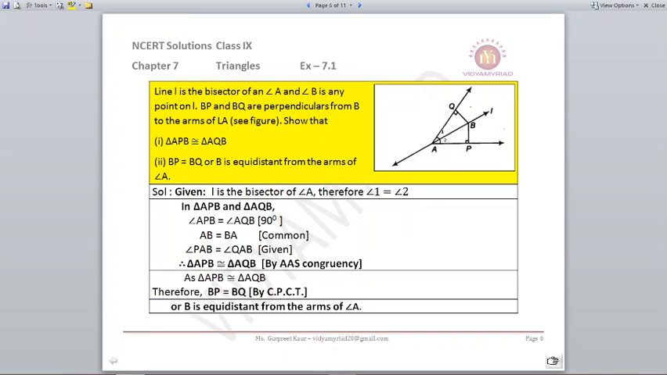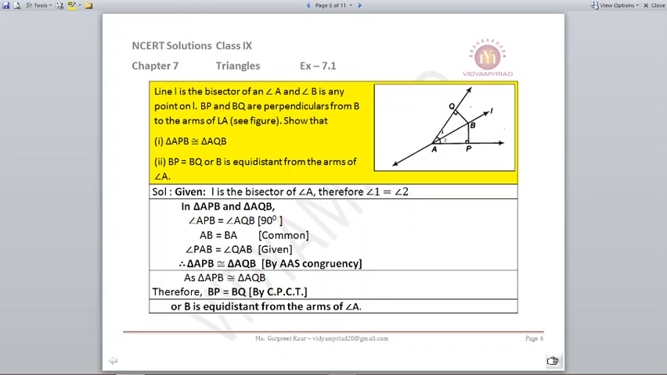Next question. Line L is the bisector of an angle A and angle B. Bisector means it is divided into equal halves. So it means angle 1 is equal to angle 2. You are also told that BP and BQ are perpendiculars from B to the arms of angle A. So you need to prove that the triangles are congruent, and number 2, you need to say BP is equal to BQ, or B is equidistant from the arms of angle A.